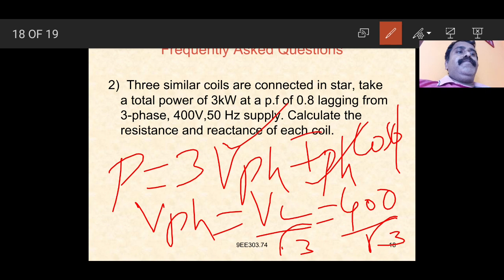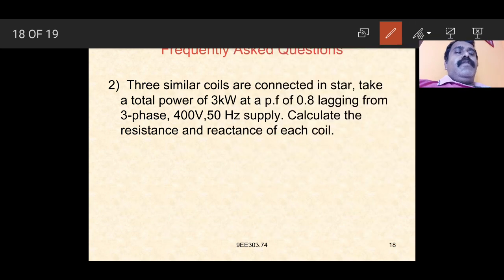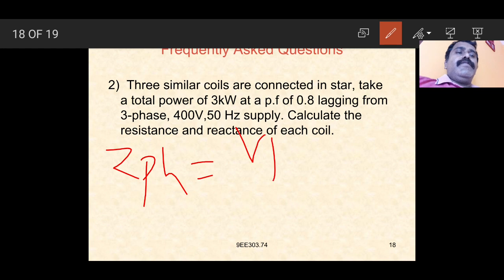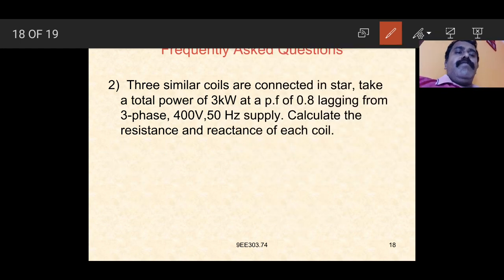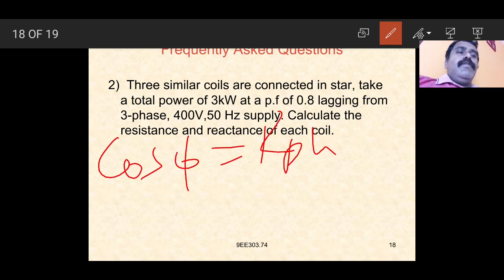After finding I phase, we can find Z phase. Z phase is equal to V phase by I phase. We get the value of the Z phase. After finding the Z phase, we can find the R phase. We know cos phi is equal to R phase by Z phase.